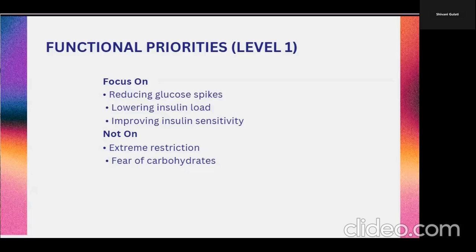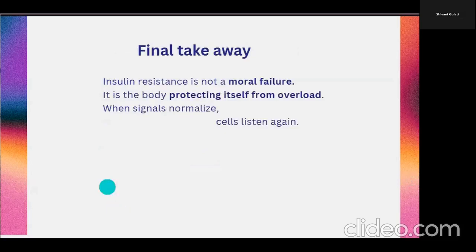So level 1 is about the stability, balance, and not eliminating. Blood glucose and insulin signals become steady. When this happens, the body naturally starts responding better. Okay.